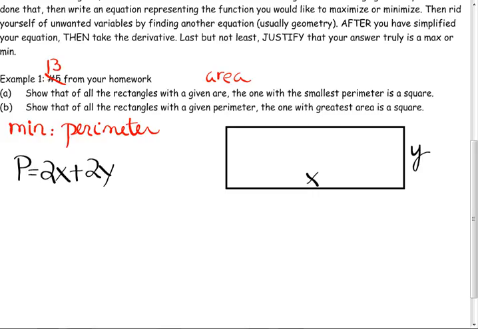Now, I don't want to see so many letters. This is what we're going to minimize, so that's going to have to stay a letter. But I either want X or I want Y, but I do not want both.